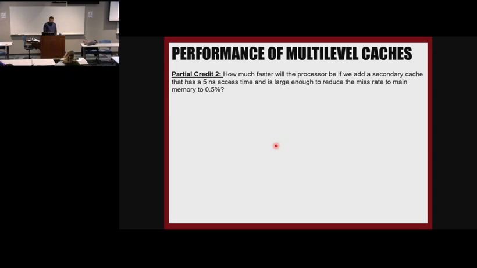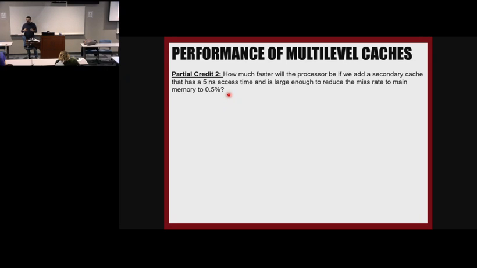So now the second part of the question. How much faster will the processor be if we add the secondary cache? So now we are adding a second layer of the cache, that was just one layer, that has a 5 nanosecond access time and is large enough to reduce the miss rate to main memory to 0.5%. So it means that the second layer cache has a miss rate of 0.5% and a miss penalty of 5 nanoseconds. That's how you should interpret that. If you do it, then it's easy.